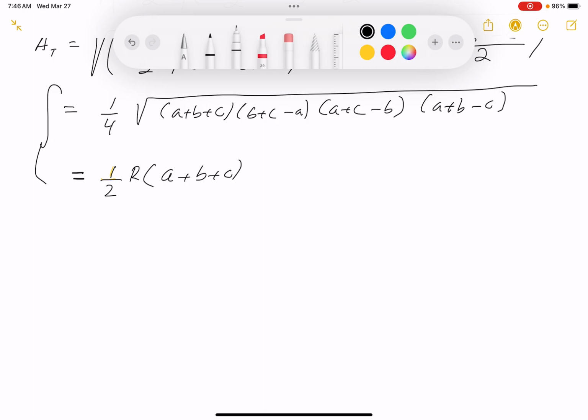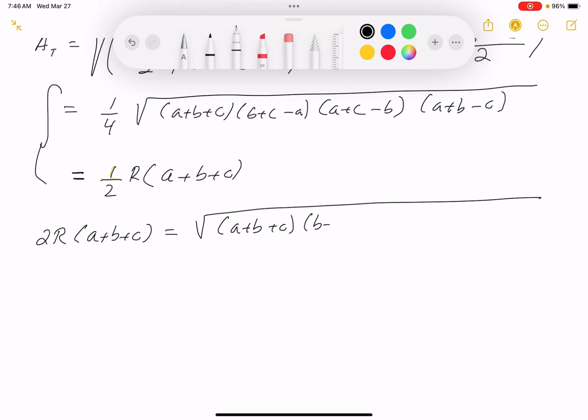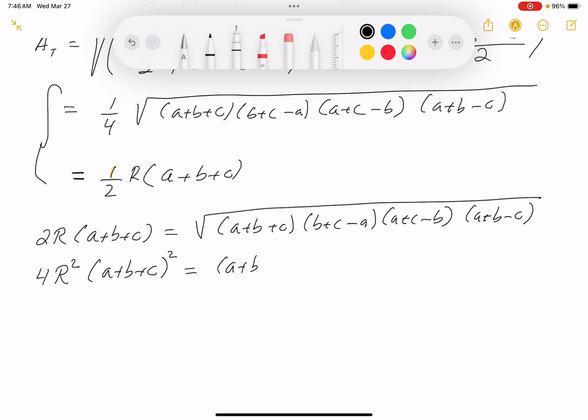So I'm going to multiply both sides by 4. And what do you get? You would get 2R times A plus B plus C. Again, I'm multiplying both sides by 4. Then you're going to get equal to this thing over here, which is A plus B plus C, B plus C minus A, A plus C minus B, A plus B minus C. All right, the next thing I do is square both sides. And what do you get? You get 4R squared, A plus B plus C squared, is equal to A plus B plus C, B plus C minus A, A plus C minus B, A plus B minus C. Now I'm certainly getting close to what I want, but I'm not there yet.